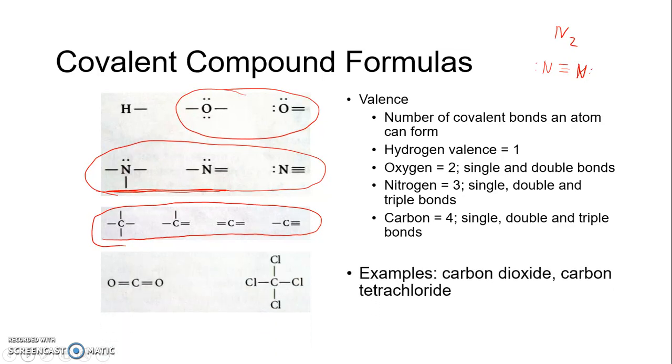Here's another example. You have carbon dioxide and carbon tetrachloride. You can see that in both cases, there are 4 bonds around the carbon. In the case of carbon dioxide, you have 2 double bonds, but in carbon tetrachloride, you have 4 single bonds.